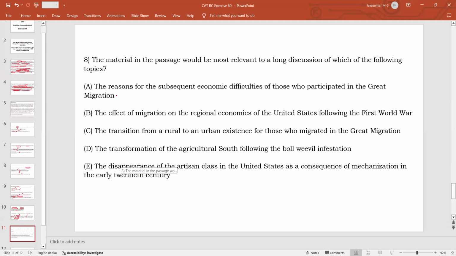So then the subsequent discussion could have been why they did not succeed. Alternate theories could have been analyzed. So this is a possible answer. Keep it in your mind.